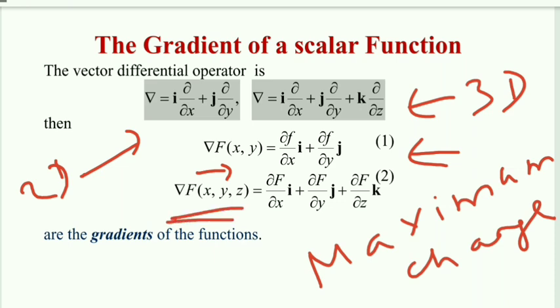So gradient will result in a vector quantity. Gradient is a vector quantity. How do we get gradient? If you operate del on a scalar function, it will result in a gradient.